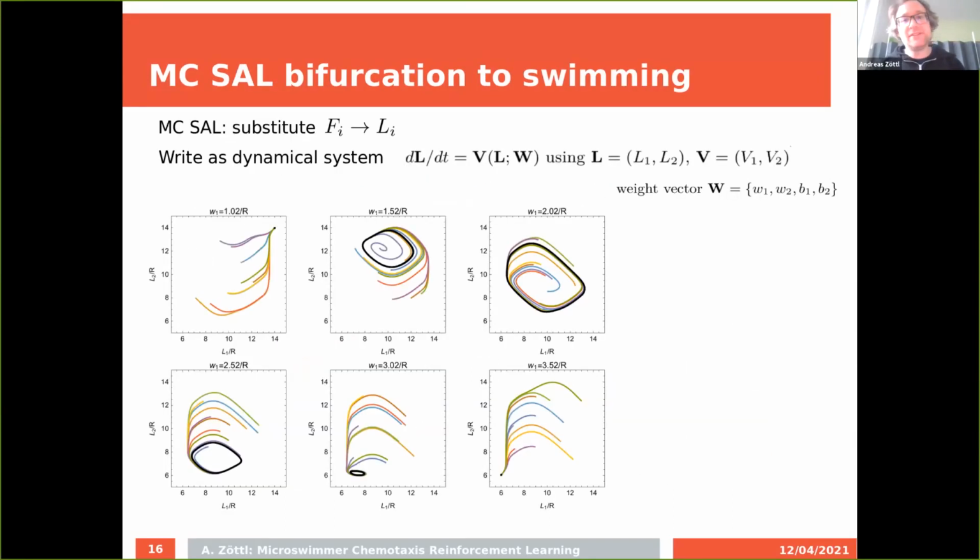I want to skip this. I just want to say you can map now, if you substitute the forces by the lengths of the swimmer through the learned policy, the system of the 3-bead swimmer to a dynamical system where essentially the swimming versus non-swimming solution is a bifurcation in this 2D phase space.